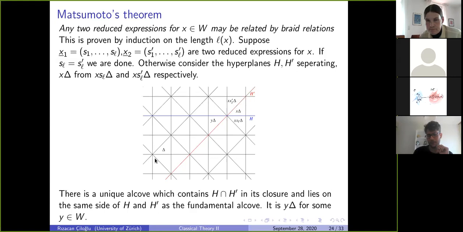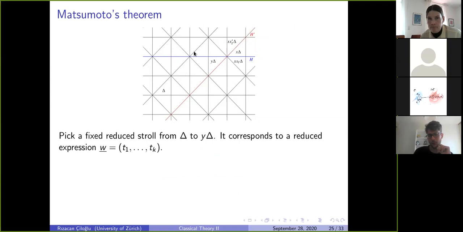And let's call it y delta, all right? And we will just pick a reduced stroll from delta to y delta. Okay. So if we pick a reduced stroll, it gives us a reduced expression, basically, because we go through each separating hyperplane once. It's a consequence of the fact that the length of an element is the number of hyperplanes separating delta from that element times delta. It corresponds to a reduced expression.